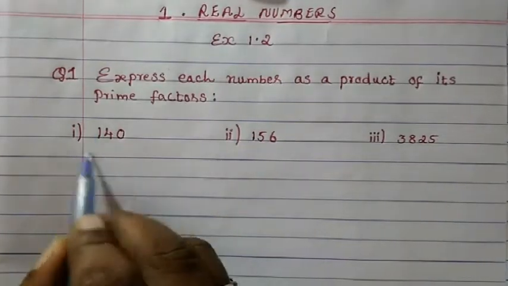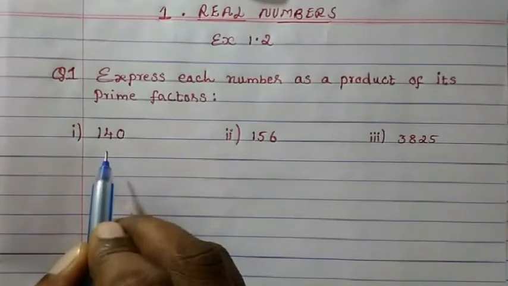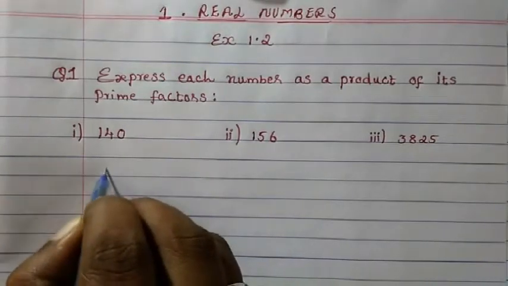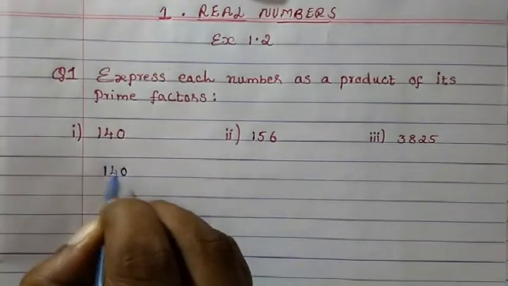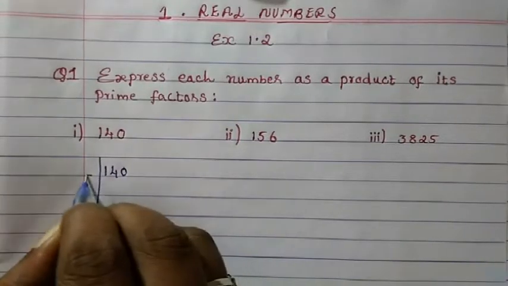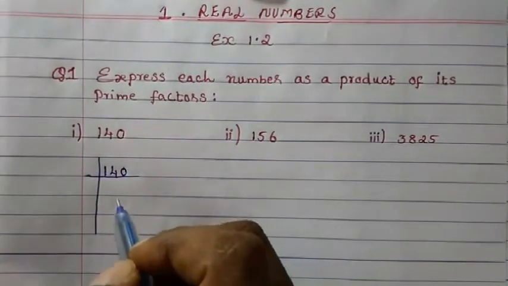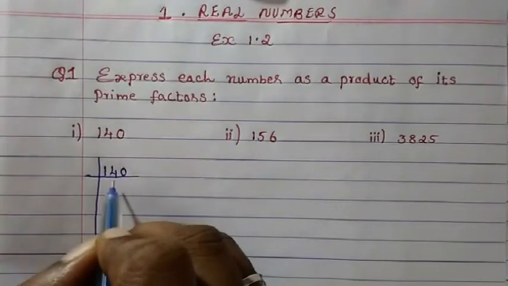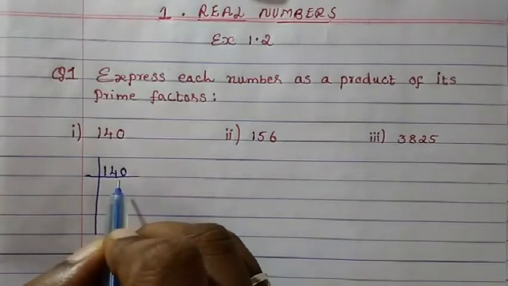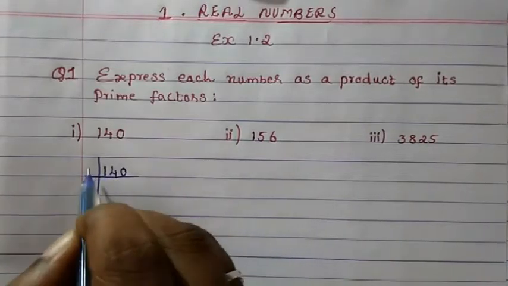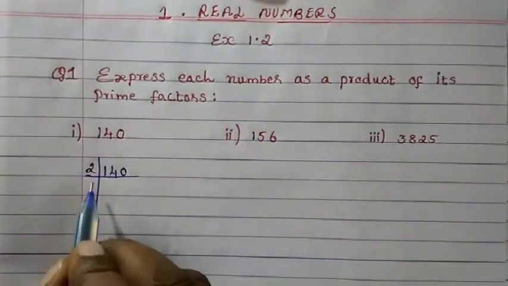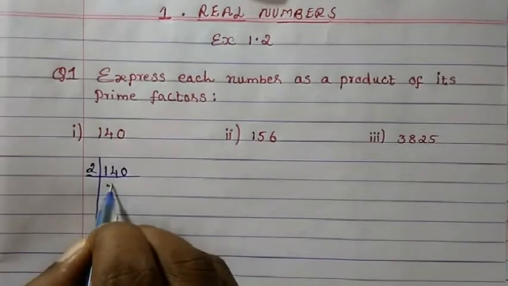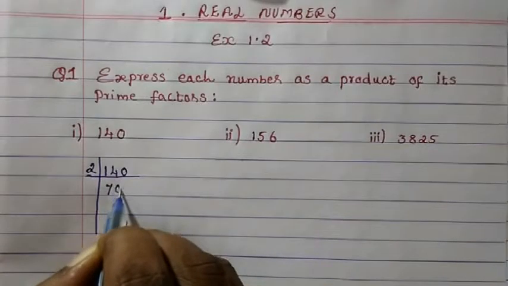Now we have to find the prime factors for 140. The factorization is done in this way. We have to begin from the smallest prime number. If you see here, 140 is an even number. Therefore, the smallest even prime number is 2, so we can start with 2. How many 2's will be there in 14? 7 times, and the 0 will come down.